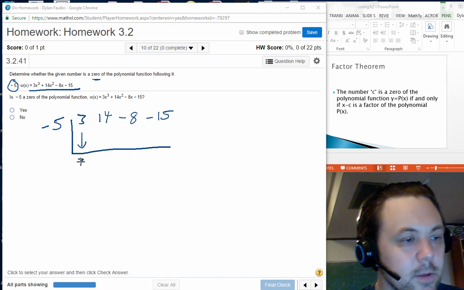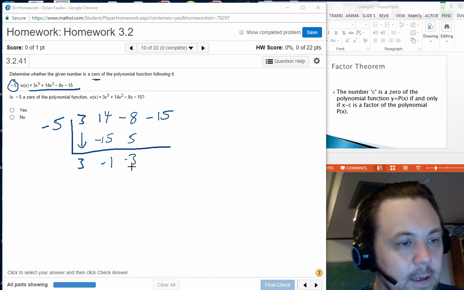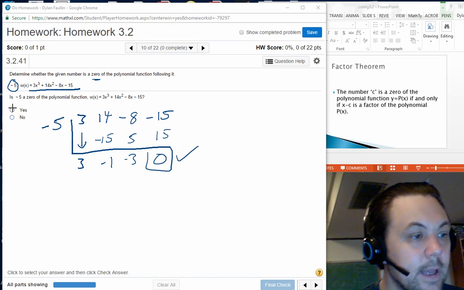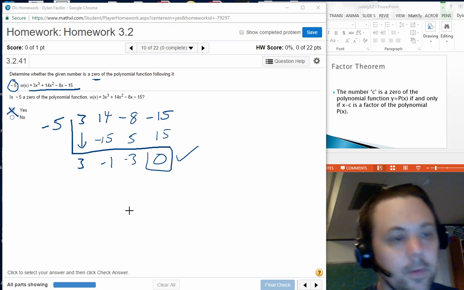So let's drop the first number below the box. 3 times negative 5 is negative 15. You add these together, you get negative 1. Multiply, you get positive 5. Add, you get negative 3. Multiply, you get positive 15. Add, you get 0. The remainder is 0, so negative 5 is indeed a 0 of the polynomial.